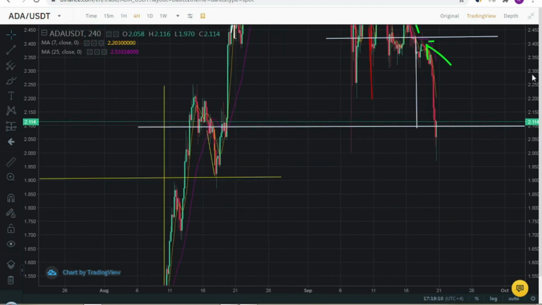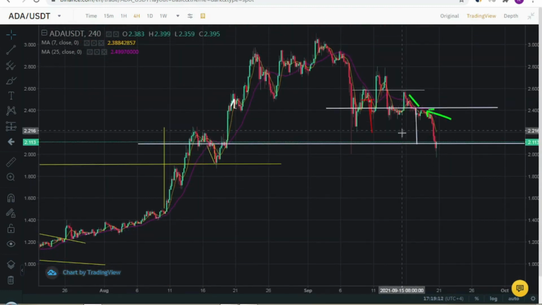So the more a cryptocurrency accumulates and tries to break through a support and resistance line, the stronger that line will become. So if we keep bouncing off here, bouncing off here, trying to break out, when we finally do break out, that resistance line that was so strong to break through will become a very strong zone of support. So this is what you have to keep in mind.